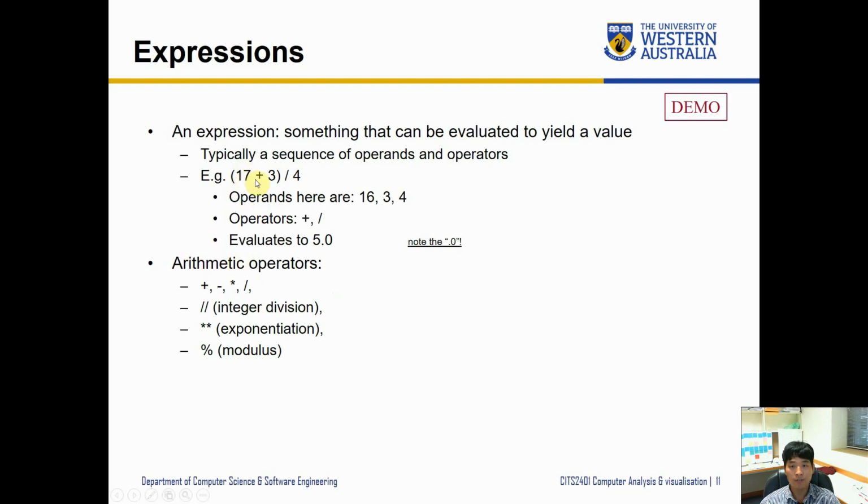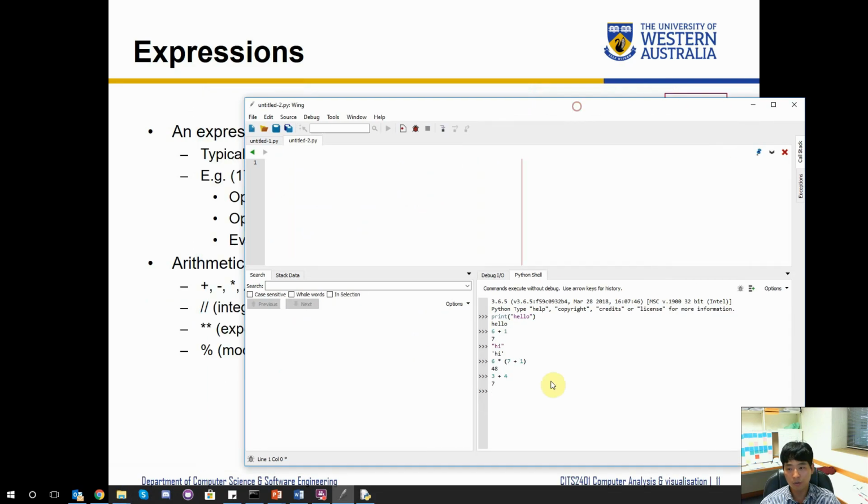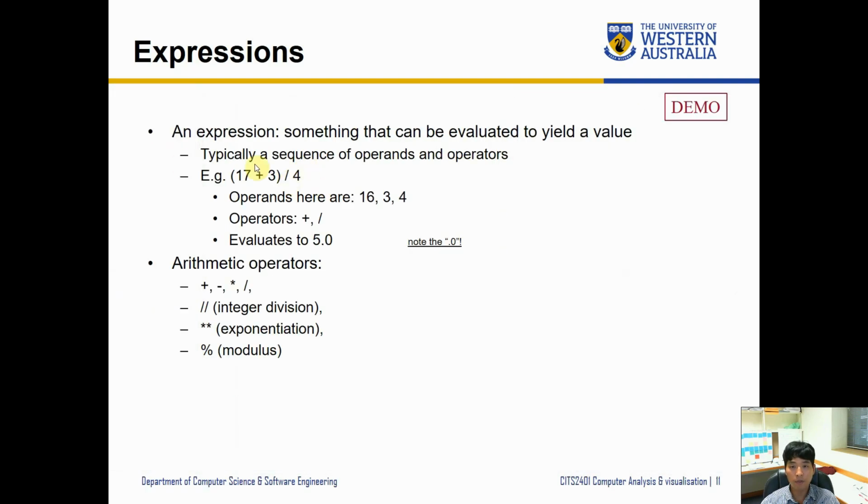Okay, so here 17 plus 3 divided by 4, okay, and as a result it's giving me a number which is 5. Okay, and operands are the numbers. Oh, I have a typo, this should be 17. Operators are the plus and division, and finally it evaluates to 5.0. Okay, so a key note here is that you should remember that there is a .0 here. Why do you think that is?